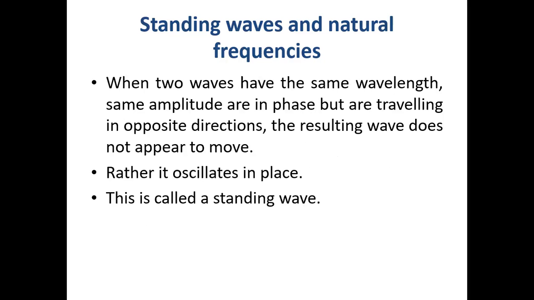When two waves have the same wavelength, the same amplitude, and are in phase, but are traveling in opposite directions, then the resulting wave does not appear to move. Rather, it oscillates in its place itself. This wave is termed a standing wave.